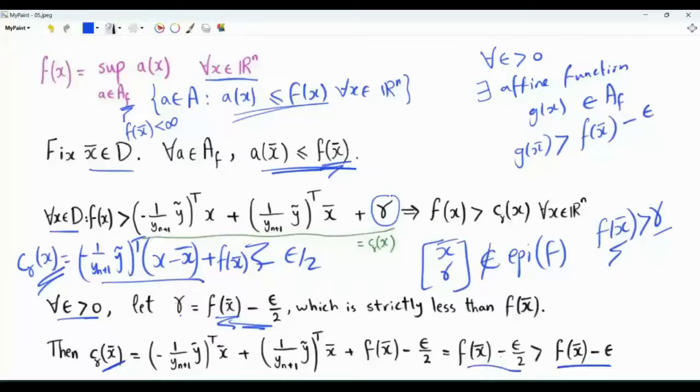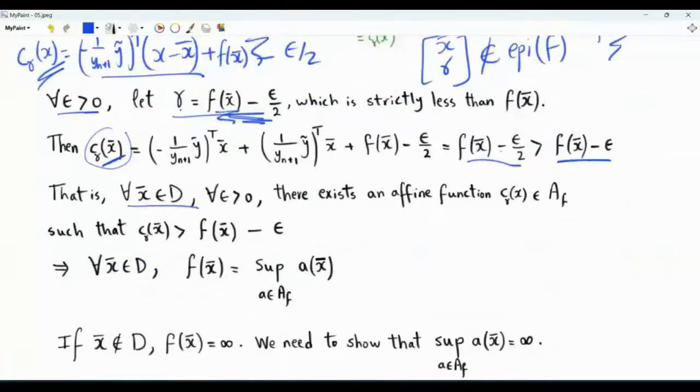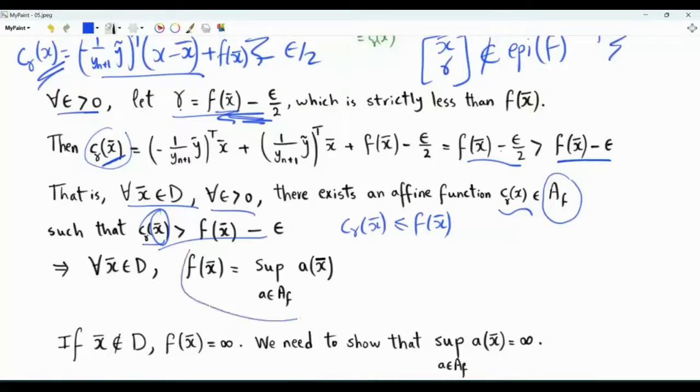Given x bar and f of x bar, since we have this family of inequalities that are valid for every gamma that is strictly less than f of x bar, given any epsilon, we can just make this choice and have an affine function such that the affine function evaluated at x bar is greater than f of x bar minus epsilon. For every x bar in D, for every epsilon that is strictly positive, we can have an affine function living in the set AF such that the function evaluated at x bar is greater than f of x bar minus epsilon. This result here and c gamma of x bar being less than or equal to f of x bar mean that f of x bar is the supremum of a of x bar, where a is in the set AF.